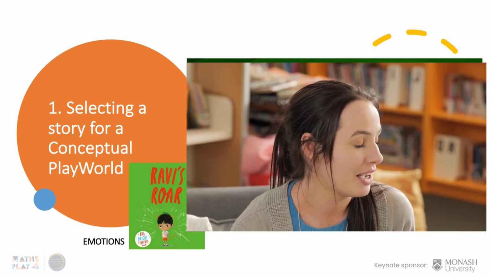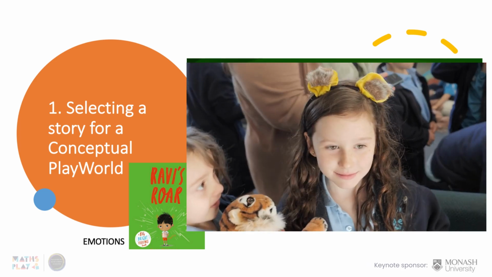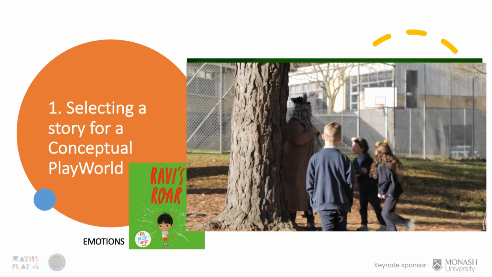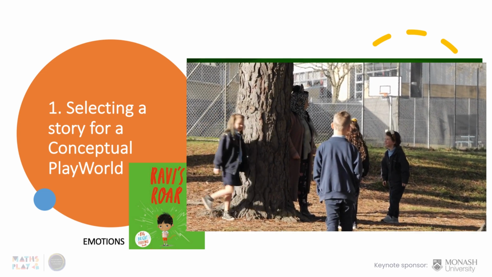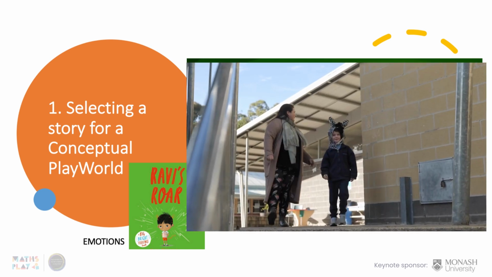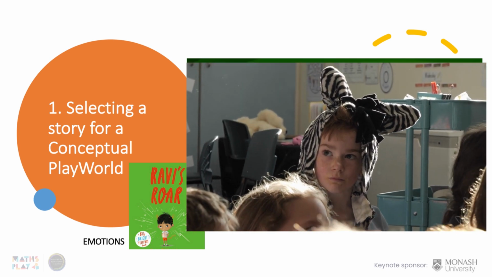We found the kids loved Ravi and they loved the dog Biscuits. The PlayWorld allowed them to be Ravi and to feel that emotion. Why are you so angry, Ravi? Because there's no ice cream left. But then we were able to enter the PlayWorld again and be other characters so they could think about his friends and the feelings that they had when he was being angry.